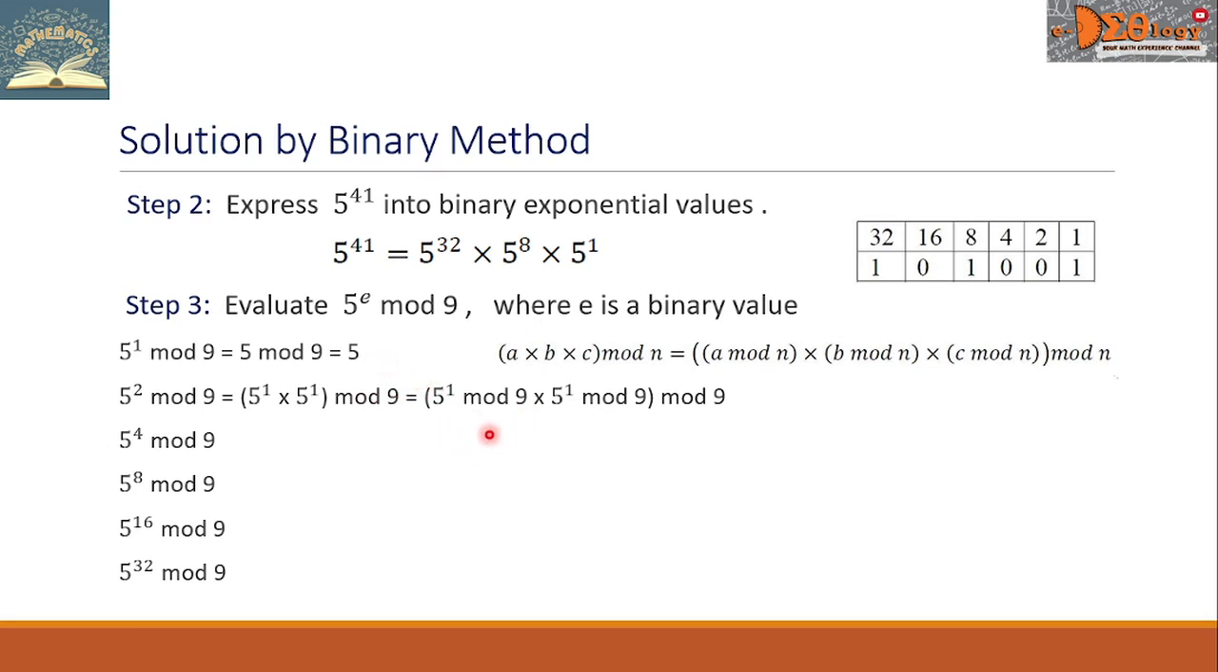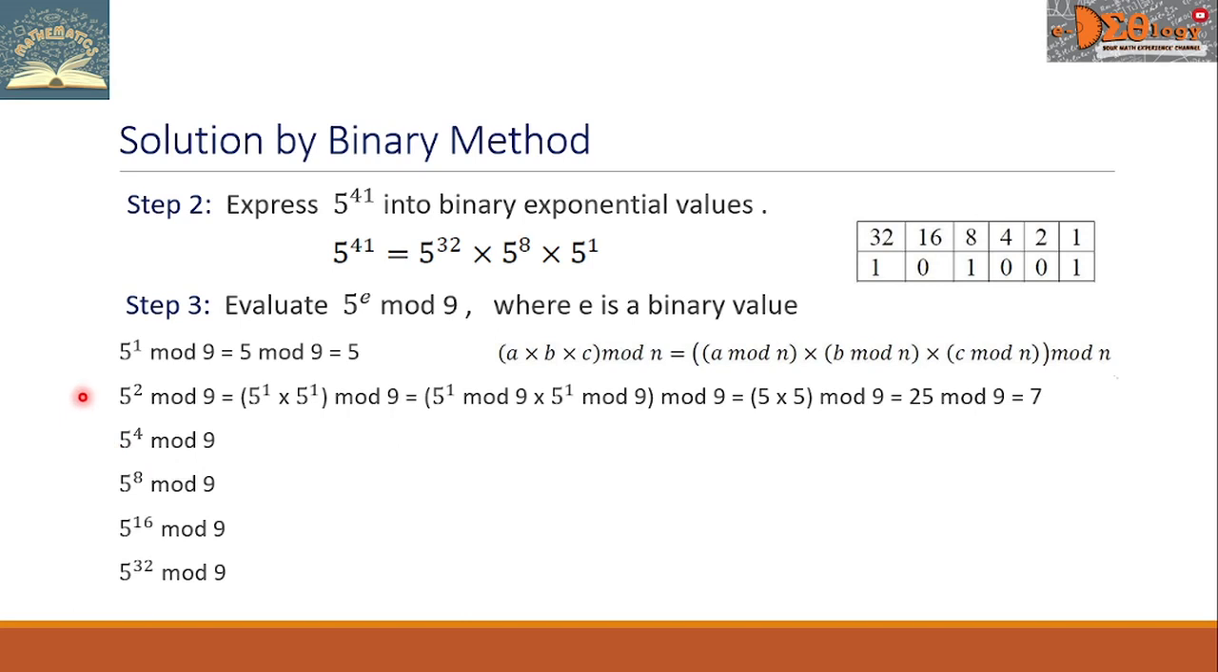We can substitute the number 5 in here, respectively. So we have 5 times 5, then mod 9. 5 times 5 is 25, and 25 mod 9 is simply 7. Then we go to the next modulus, 5 raised to 4 mod 9.